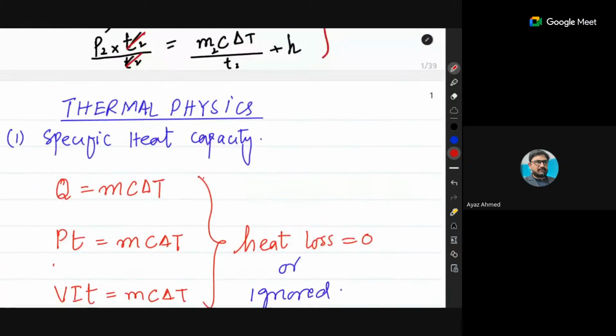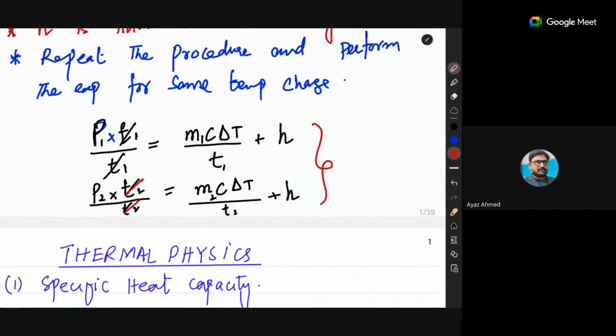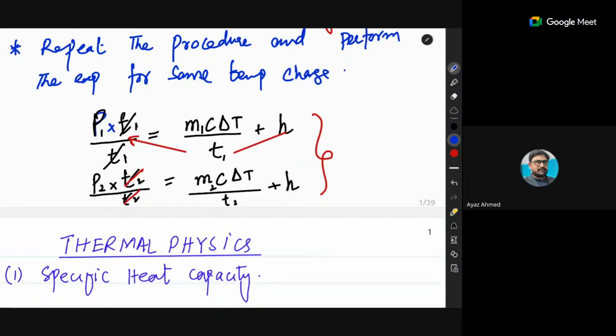Now if you have a confusion, what did I do? I just multiplied this time here and I multiplied this time here. I just considered this as a linear equation. So when I converted this as a linear equation, how can I write it? That the power into T is equal to mc delta T plus H into T. You got this point? This H into T is actually not the rate of energy loss. This is the total energy loss. HT is total energy loss.